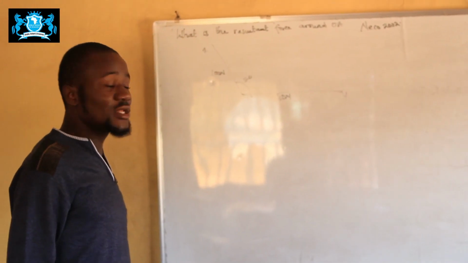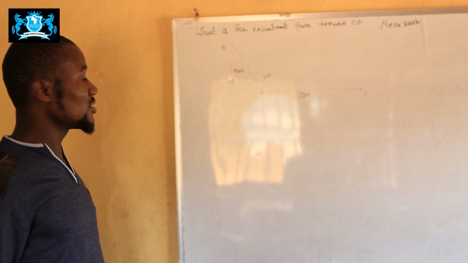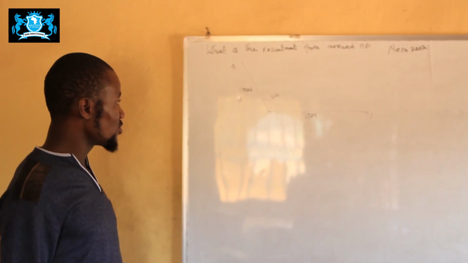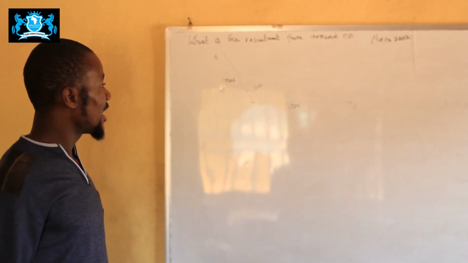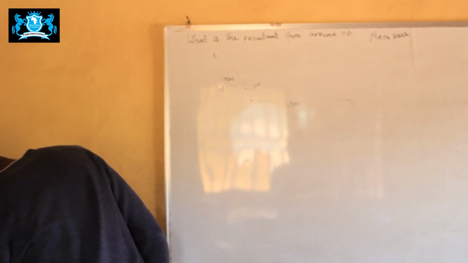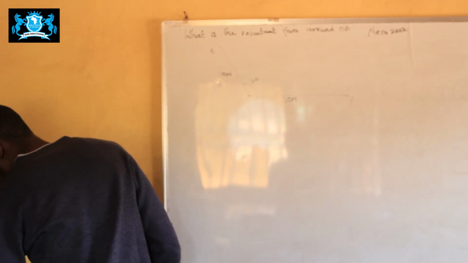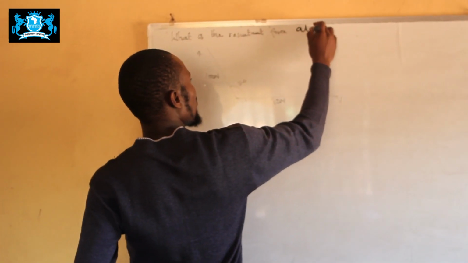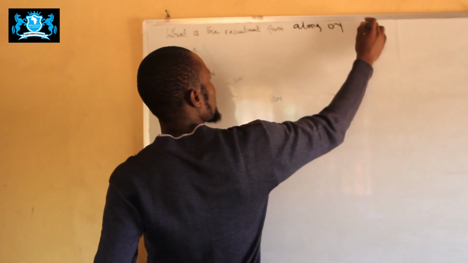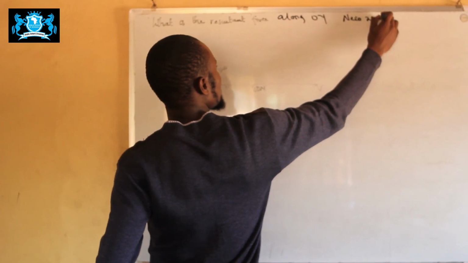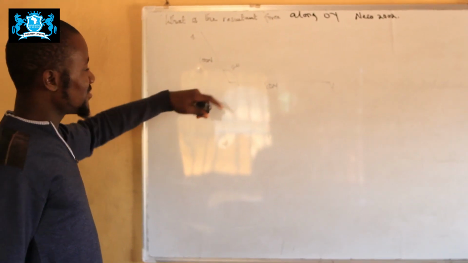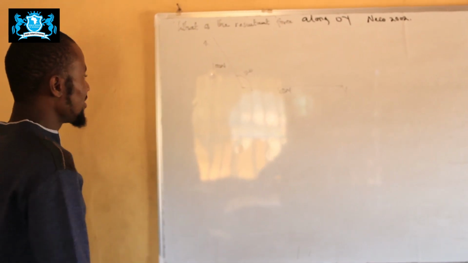So today we are still looking at scalar and vector quantities under physics. We want to look at this question: calculate the resultant force along OY, NECO 2002. Now, you know that this is an obtuse angle because it's greater than what? 90. So how do you do it?